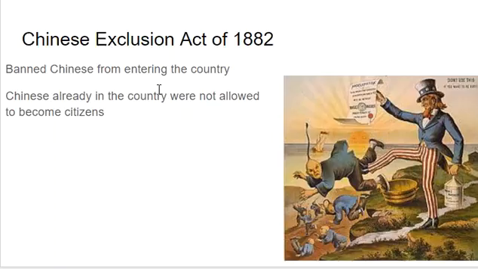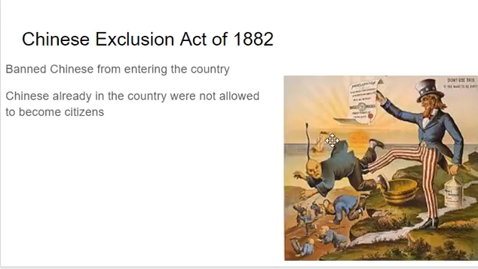First one we'll talk about is the Chinese Exclusion Act of 1882. We actually banned Chinese from entering the country. So literally no Chinese were allowed in the country. If a boat from China was coming to the United States, they would stop it and tell it to go back to China. They weren't allowing anybody. We did allow the Chinese who were already here to stay, but they were not allowed to become citizens.